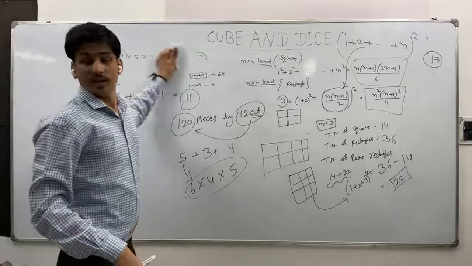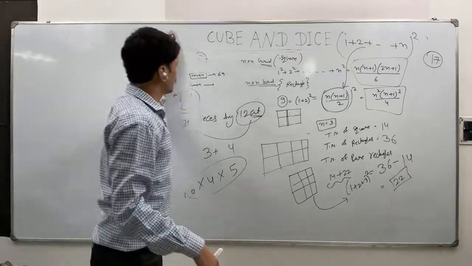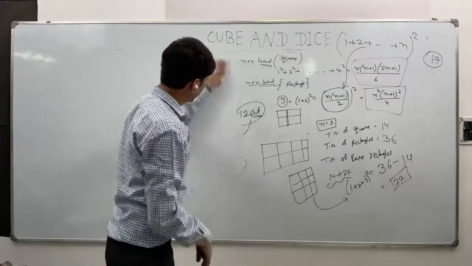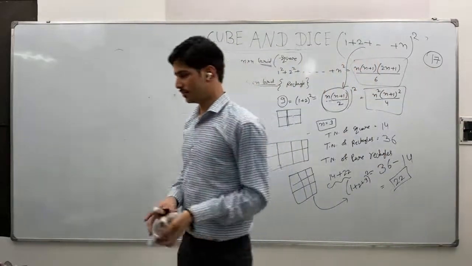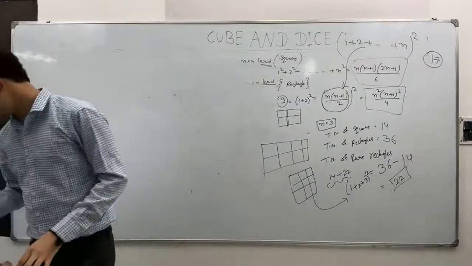This is the last question. 17 cuts. What is the maximum number of pieces you can get from here? And the answer we'll discuss in the next session. Think and tell me the answer. Okay.